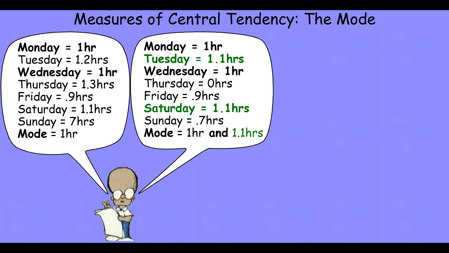You could have something like this, where Monday you studied an hour, Tuesday 1.1, Wednesday an hour, Thursday you didn't study, Friday 0.9, Saturday 1.1, and Sunday 0.7. Here you've got two modes, two data values that are equally common, 1 hour and 1.1 hour. Usually when you have multiple modes like this, it's because there is a causal factor or a group. There's more than one causal factor or group that's affecting this.